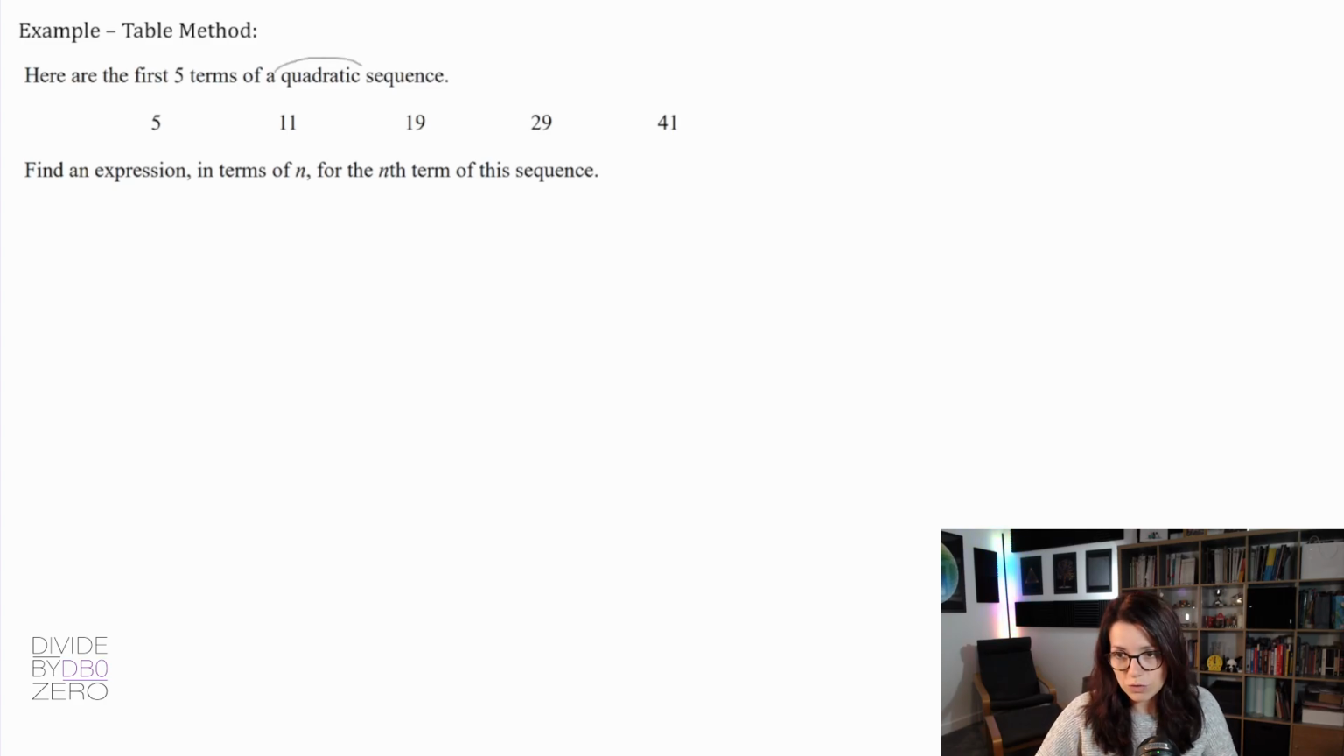Now that word quadratic means it's going to be something to do with x squared, and in this case it's going to be something to do with n squared, because we're finding the nth term. First thing we need to do is think about the difference between the numbers. In this case, we're going up +6, +8, +10, +12. That's what we call our first difference.